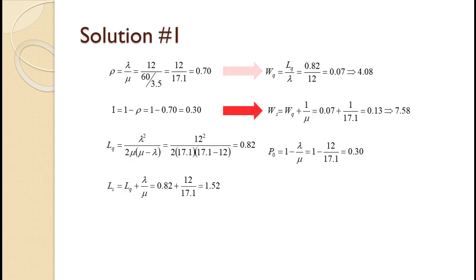The average time in the system is W sub q of 0.07 plus 1 over mu of 17.1. This yields 0.13, also expressed in hours. Multiplying by 60 yields 7.58 minutes. The probability that no one is in the system is 1 minus 12 divided by 17.1. That yields 0.30. This is the same as the percent idle calculated earlier.